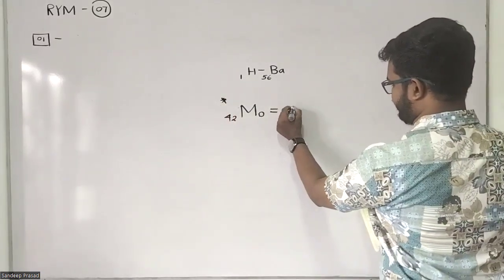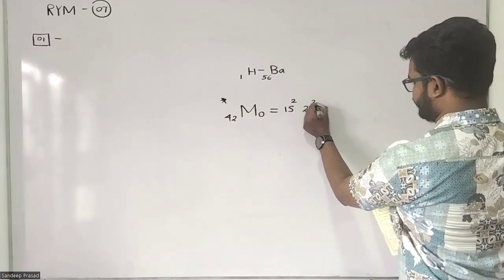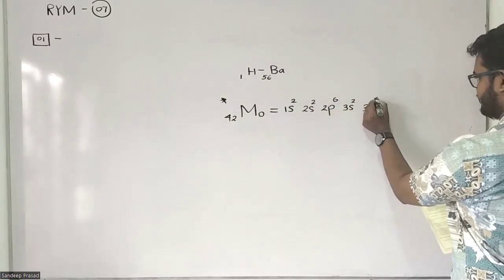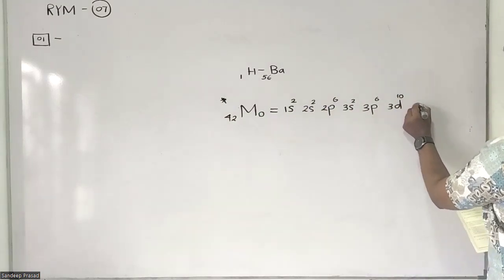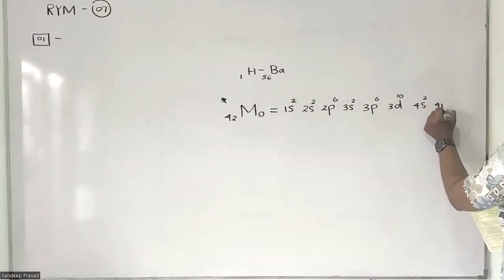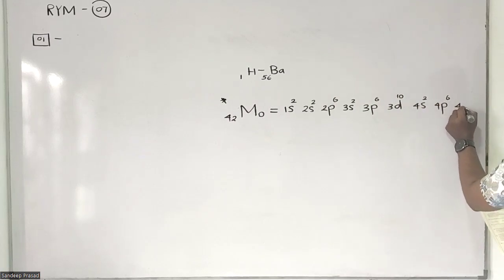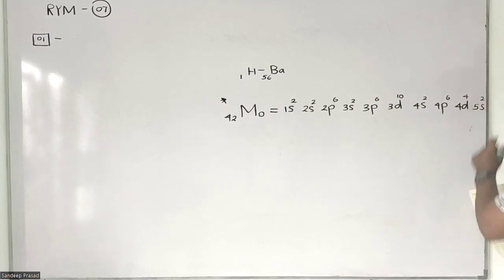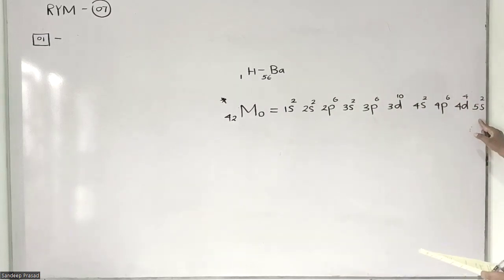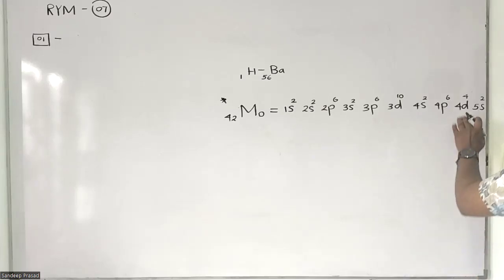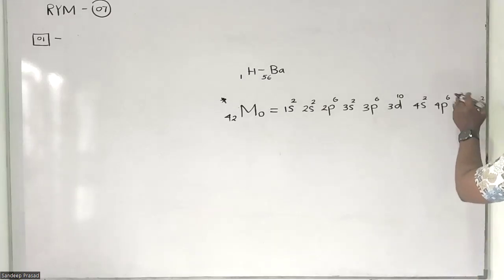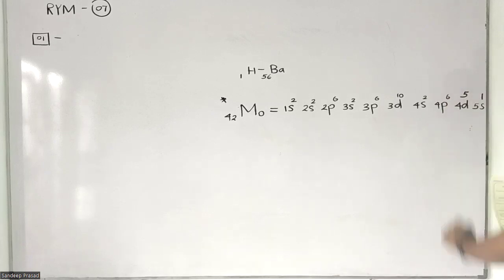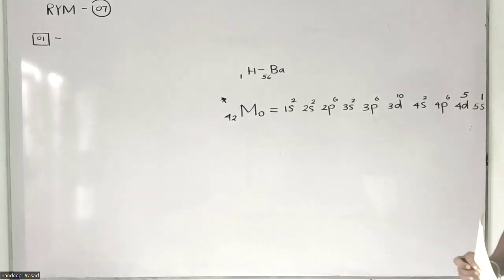Its configuration can be written as 1s2, 2s2, 2p6, 3s2, 3p6, 3d10, then 4s2, 4p6, then 4d4 and 5s2. This is what we expect as the configuration of molybdenum. But we know that molybdenum's configuration is rearranging into 4d5 and 5s1 in order to obtain the greatest stability.